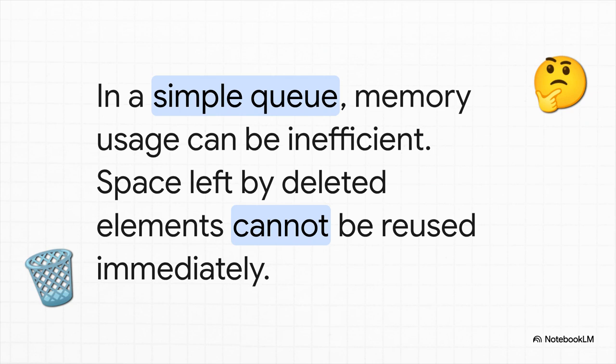So here's the problem with a really simple queue, especially if it's in a fixed block of memory. It can be super wasteful. As items get served and leave from the front, you're left with these empty, unusable slots. You can't just stick a new person there. New people have to go all the way to the back.